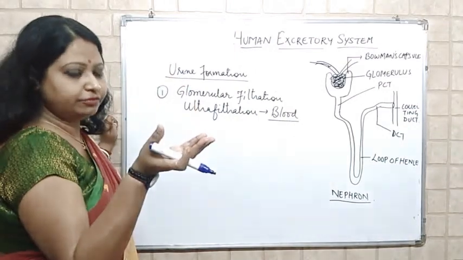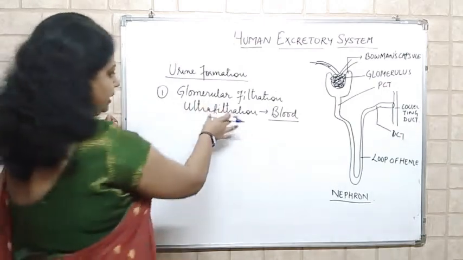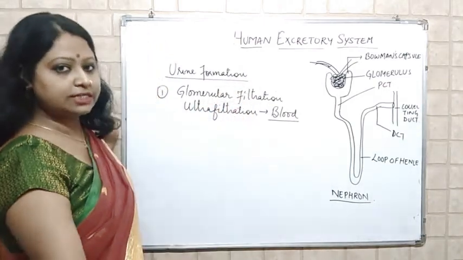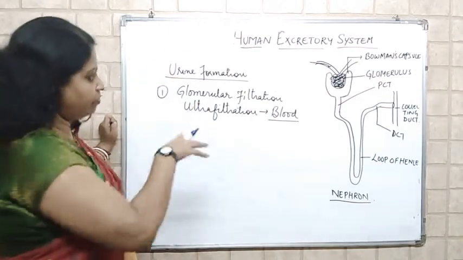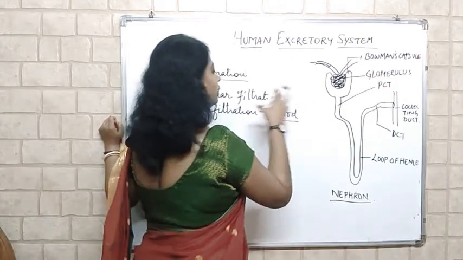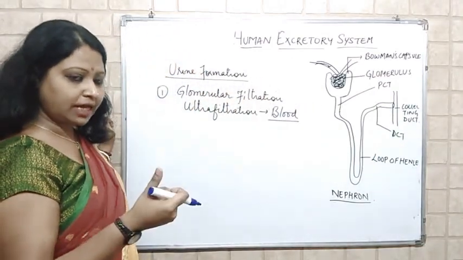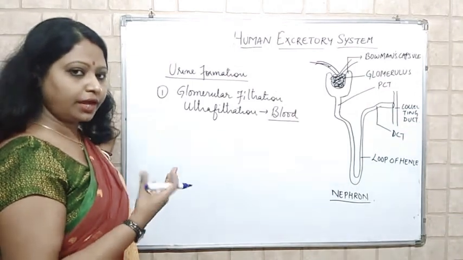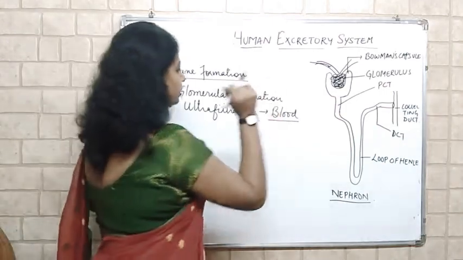Just like a sieve with very small pores, it is basically sieving. Filtration is done the way we use a filter. In the same way blood will be filtered, and all the important and big molecules of the blood, like proteins, glucose molecules, RBCs, all blood cells are there. They will not be filtered.